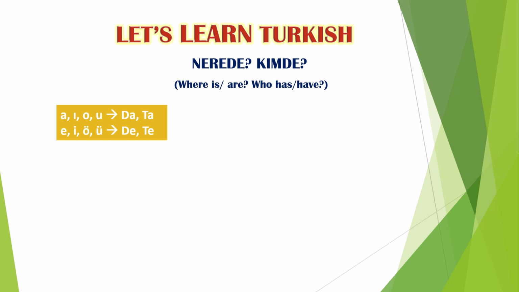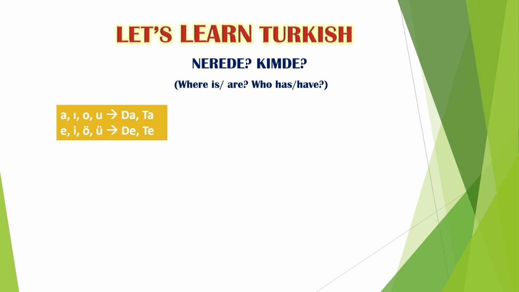Nerede and kimde? When do we use nerede and when do we use kimde? We use nerede when we want to know the exact location of a thing or a person. And we use kimde when we want to know who is with whom or who occupies the thing. The main rule here is the answer always has to contain the locative case suffix.